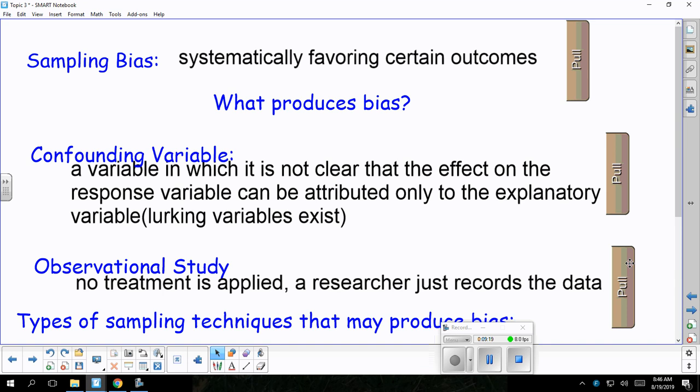An experiment is different. In an experiment, we apply a treatment to each of our groups. So with an observational study, we're going to want to get a sample of our population that's representative of the entire population. Okay? With an experiment, we have to rely on volunteers.